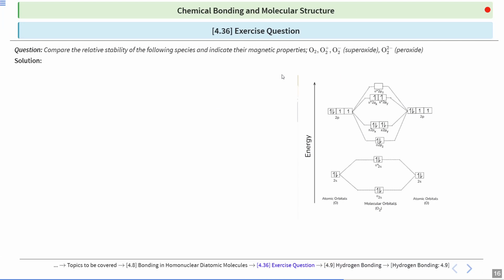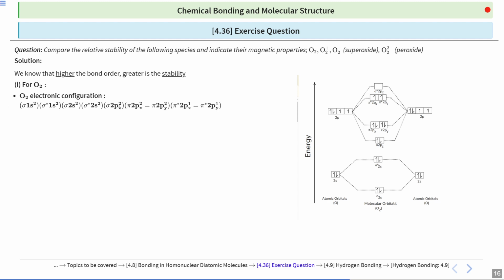So first we will see O2. We have already seen it in the previous slide. We know that the higher the bond order, the greater the stability. So this is the key point to this question. Calculating it for O2 first of all, this will be the electronic configuration. We have sigma 2s2, sigma star 2s2, sigma 2pz2, pi 2px2, pi 2py2. Then we have pi star 2px1 and pi star 2py1.